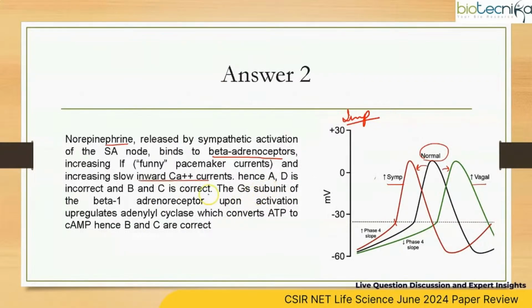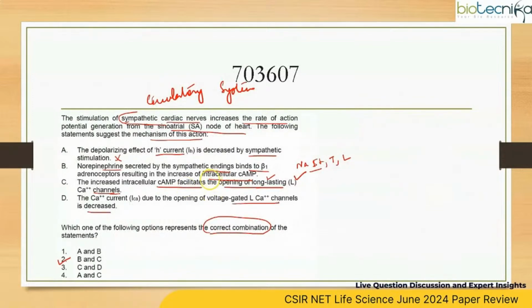Okay, so in this case again C is correct, and the Gs subunit of the beta 1 adrenoreceptor, when it gets activated, it upregulates the enzyme. So when it binds to these receptors, adenylate cyclase increases, so it converts the ATP to cyclic AMP. That is why we mentioned that intracellular cyclic AMP levels will increase. So B and C are correct over here.